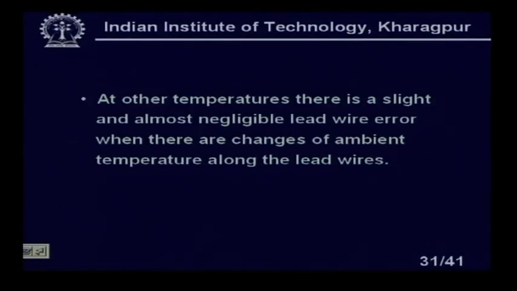At other temperatures, there are slight and almost negligible lead wire errors when there is a change of ambient temperature along the lead wires. Ultimately, if there is a change in ambient temperature along the lead wires, I want to compensate for it. This is not possible for all positions of the bridge balance, only at 50%, but that is quite unobvious. I mean, you cannot expect that the bridge will always be balanced at 50% of its position, right. F cannot always be 0.5, it can be any position.